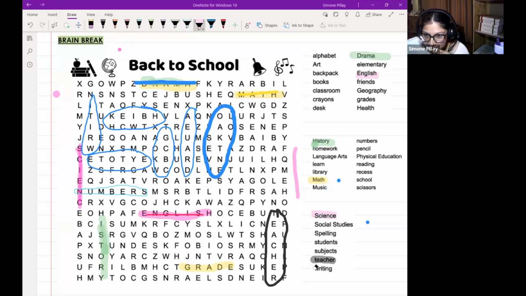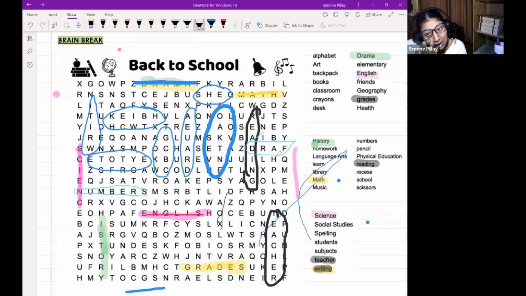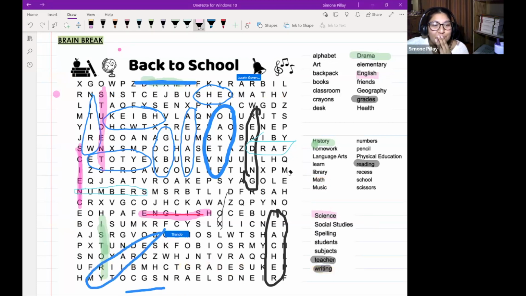Yo, you guys are going too fast for me. Someone has grade. Highlighter. Writing, thank you. And grade. What else is there? Reading. Okay, we have reading. What is that? DRAF? FARD? Is that a word? Guys, if you circle the word, please try and highlight it off on the side because I am so confused. Okay, somebody has numbers. There's that numbers.